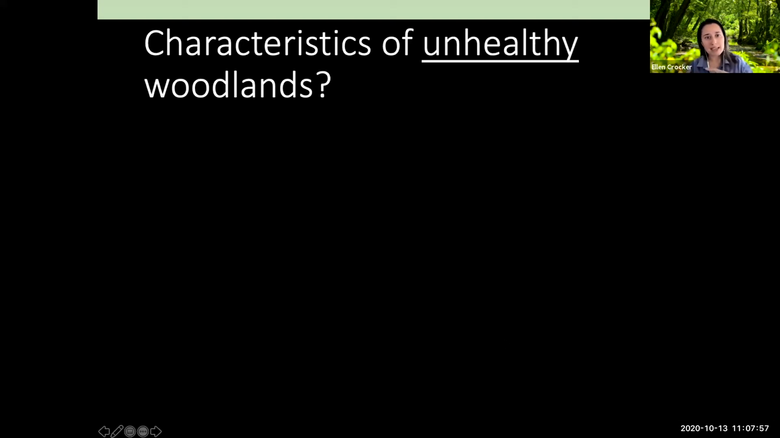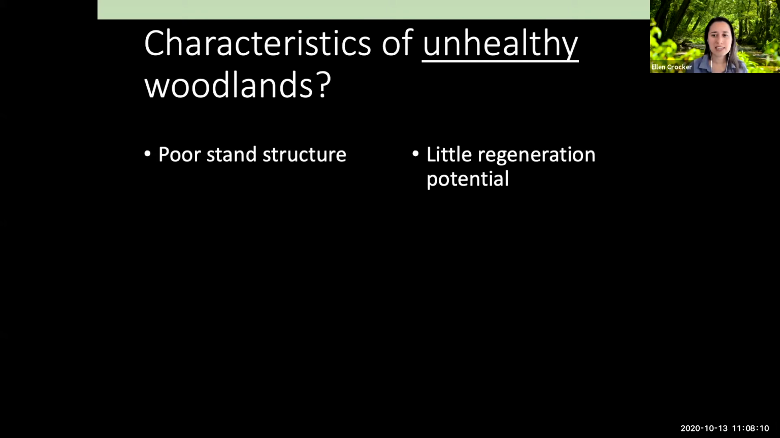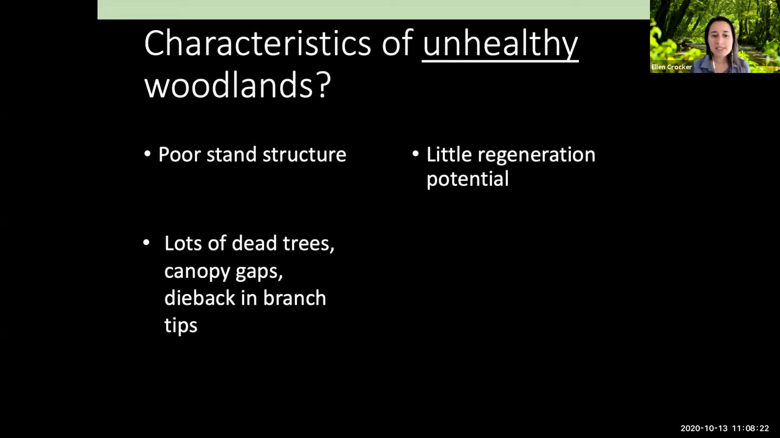So on the flip side of that, what are some characteristics of unhealthy woodlands? Those are things like the inverse of everything I just mentioned. Poor stand structure. Maybe you have all of your trees kind of being in the same age class and you don't have that diversity. Maybe you have little regeneration potential, so you don't have the seed that you want to see, or maybe the seed and the seedlings that you have aren't the trees that you want to see long term. Lots of dead trees with canopy gaps and dieback in their branch tips. That's a sign that those trees are stressed and something's going on.